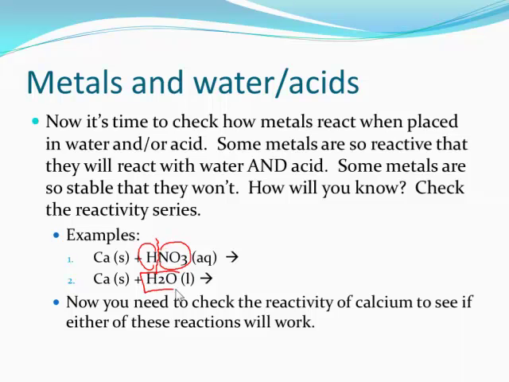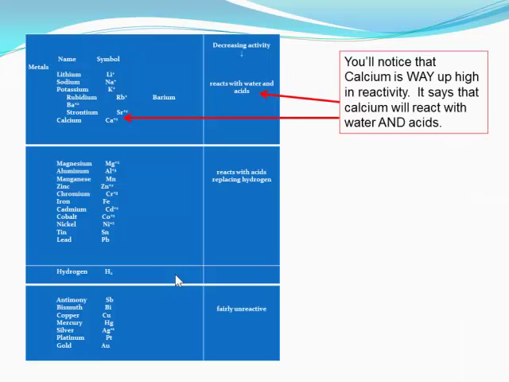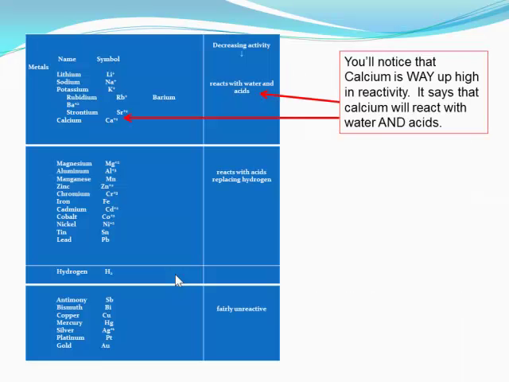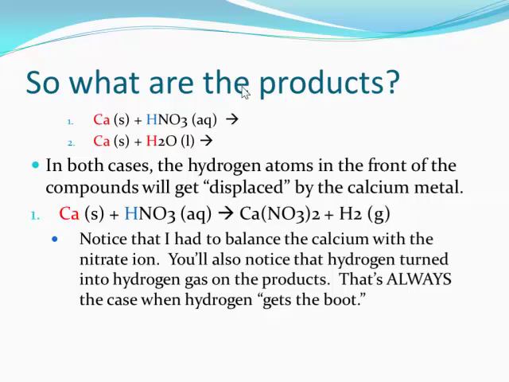But what about water? Well, let's take it one step at a time. Let's treat each example separately. So the very first one that we have is calcium. Calcium being introduced to nitric acid. So here's calcium, and you'll notice the box next to it says that it reacts with water and acids. So this reaction will work. In fact, if you stick calcium metal in an acid, you're going to get a pretty vigorous reaction depending on the strength of the acid. So in the first reaction, we definitely have a good situation.